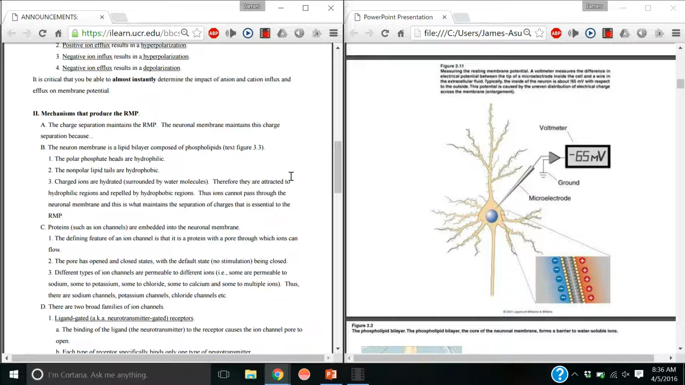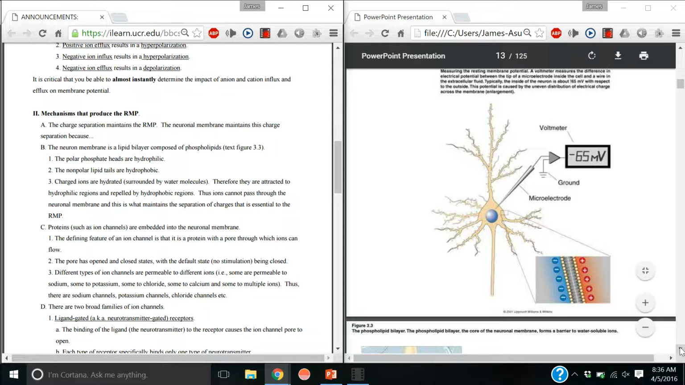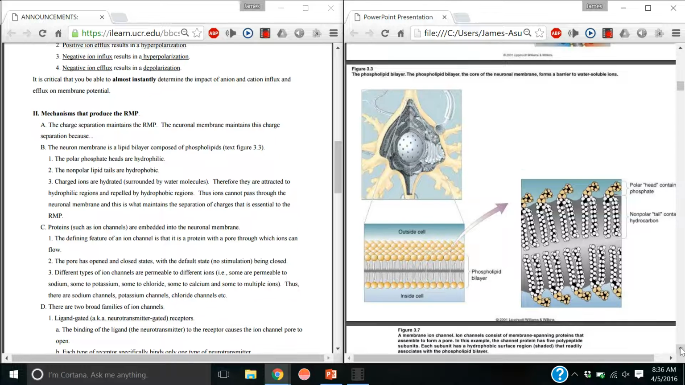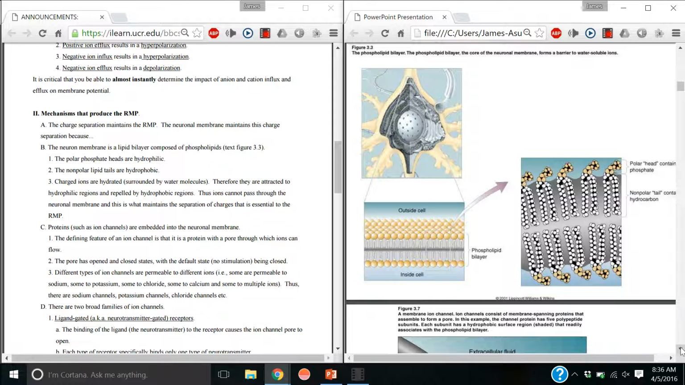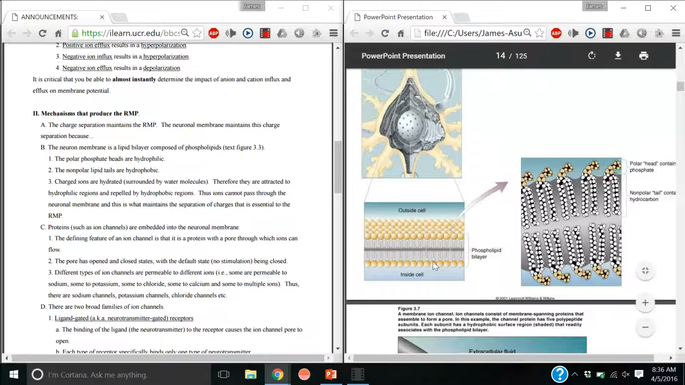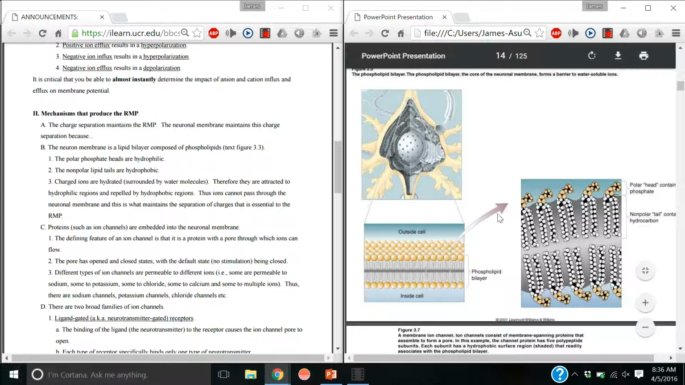Okay? And that is because of the physical structure of the cell membrane. And so here's the neuron. Here you have an insert showing the lipid bilayer. This is extracellular. This is intracellular. This is an even larger expansion where this would be extracellular. This would be intracellular. And you have the phospholipid molecules that the cell membrane is composed of.